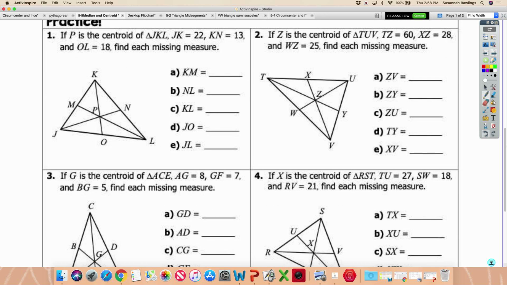Okay, it tells me P is a centroid, so I can use my ratios here. This first one is actually just using the definition of a midpoint. So let's look at what they gave me. Let's go ahead and fill that in. JK is 22. I'm just going to bracket that over here. 22.